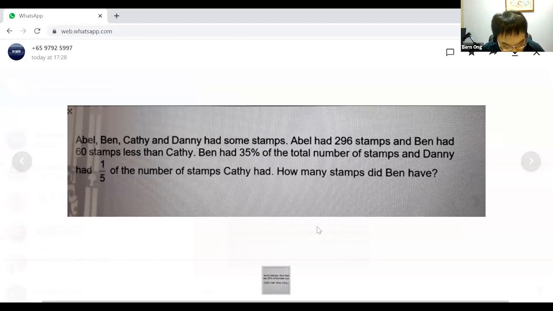Abel, Ben, Kathy, and then you had some stamps. A has 296 stamps. B has 60 stamps less than C. B had 35% of the total. So confusing, so many numbers, A, B, C, D. Not any questions lah, Kai Ting. Send me math related questions. You don't send me things like English, you know my English cannot make it. If I can, we will answer it together.